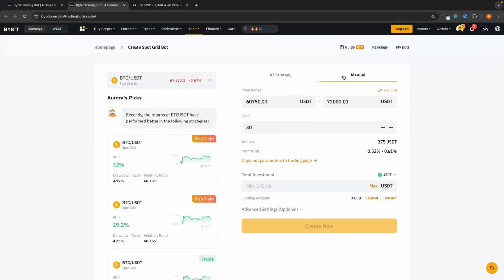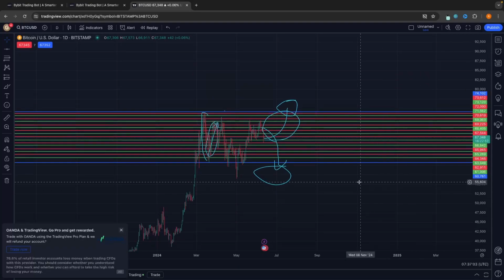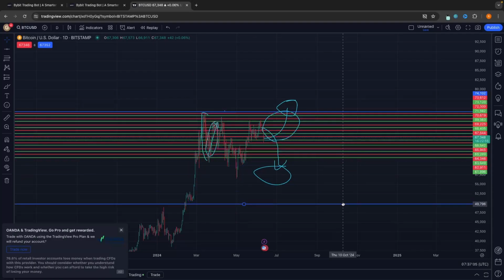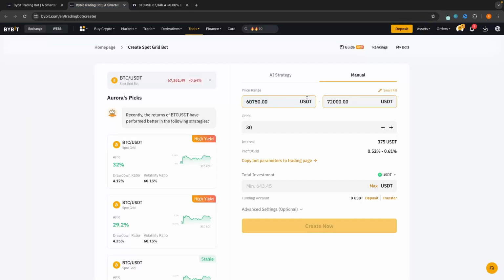Alternatively, we can flick this over to manual and we can choose our own filters. So we can even choose the price range. Let's say that instead we actually want to trade between this level right here, so 50,000 all the way up to 80,000. So we could change the price range right there. We can also change the amount of grids. So the amount of grids that you have on your chart is going to affect the interval. So we can see, let's change this from 30 to 20. And we can see the interval is going to change right there.